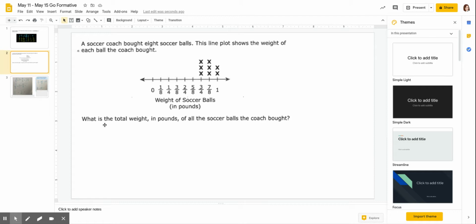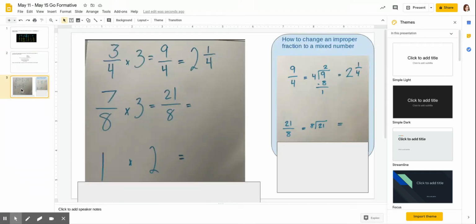Since you have to figure out the total weight of all of these soccer balls, you now have to add up all these numbers that you got. 2 and 1/4 plus whatever this was, plus whatever this was. Remember, when you're adding fractions, all of your fractions have to have a common denominator.